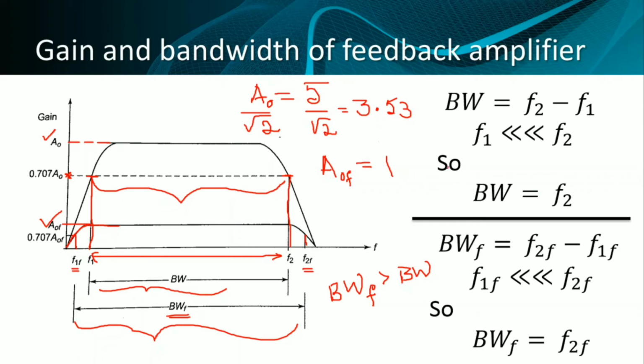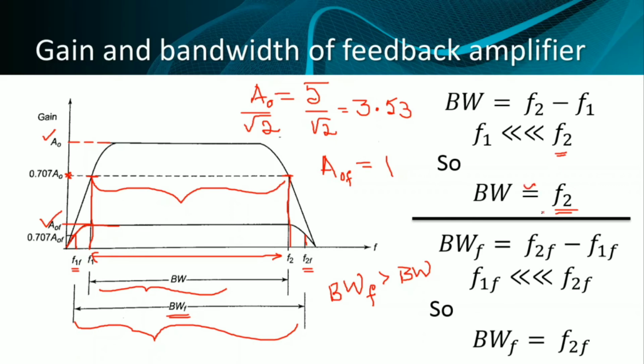Now let us come to the bandwidth. So bandwidth is equal to F2 minus F1. So this is the highest frequency minus the lowest frequency. We know that F1 is very, very small compared to F2. Therefore, bandwidth is approximately equal to F2.